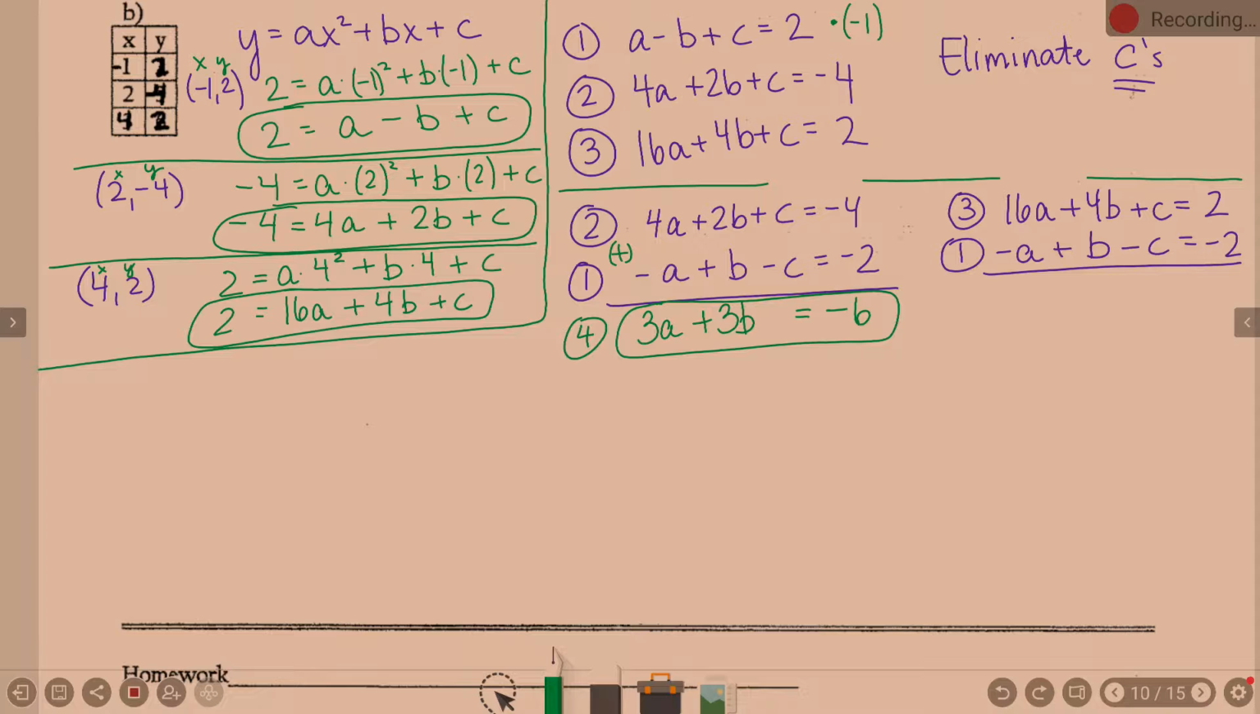My c's are opposites, yes? Plus c and a minus c, we're going to add them. 16a plus negative a, 15a. 4b plus 1b, 5b. C plus negative c, cancel. 2 plus negative 2, 0. I'm going to call this equation 5.